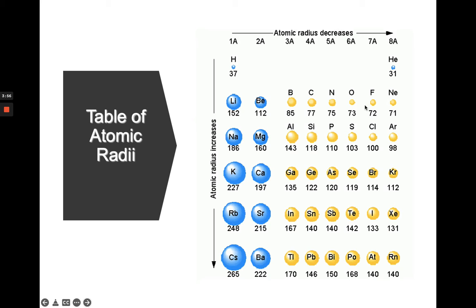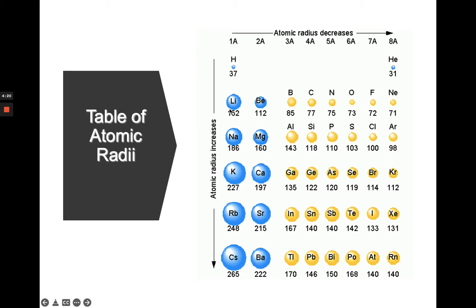As you go from lithium to neon, the size goes from 152 all the way down to 71. As you go from sodium to argon, we go from 186 all the way down to 98. So you can see as you go across a period, the atom gets smaller. And the reason for this is we're adding to the same energy level. This is our first energy level, this is our second, this is our third.